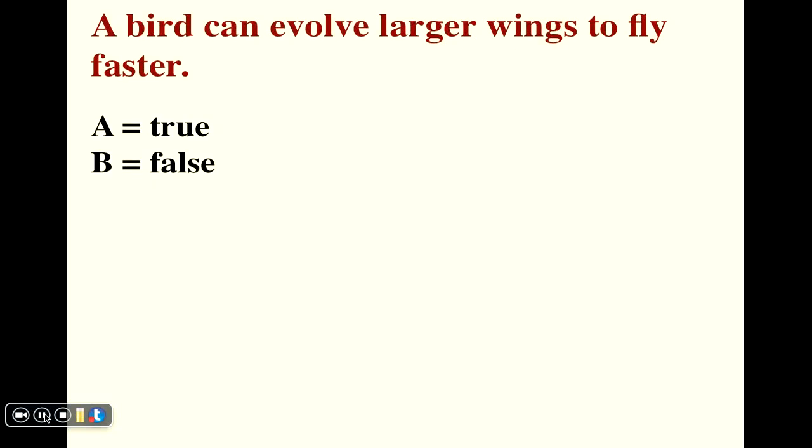If we were to say a bird can evolve larger wings to fly faster, well, that too would be a false statement. The idea here is that evolution occurs at the population level. Individual organisms are not able to evolve.